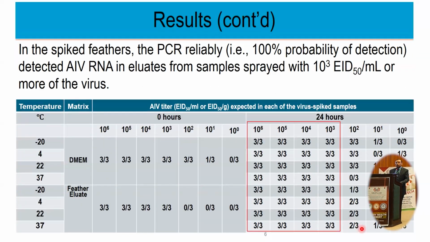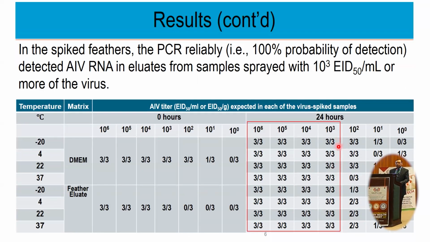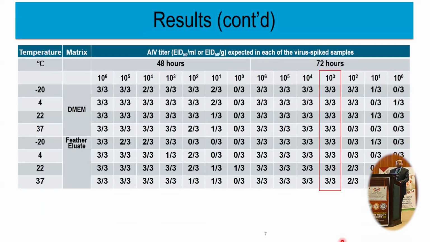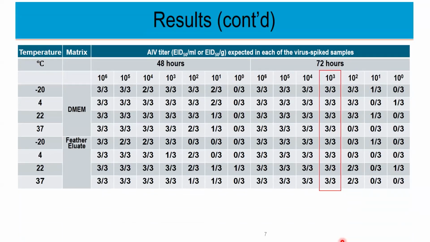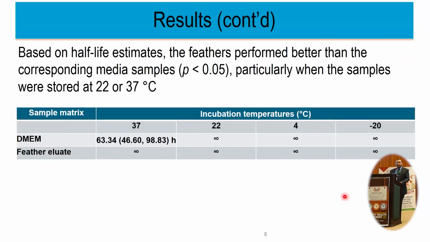However, the PCR could only detect up to 10 to the power 3 EID50 per ml, but not lower than that. With a consistent 100% detection, only 10 to the power 3 EID50 per ml was detected. This is the same data set over 48 and 72 hours, and we can see this consistent trend that only 10 to the power 3 EID50 per ml was detected in the feathers.